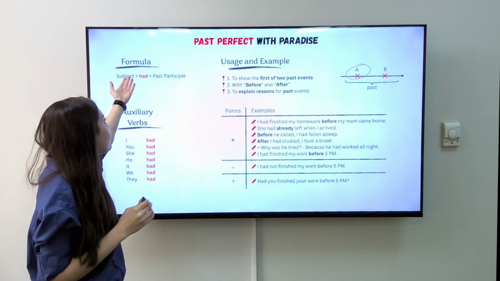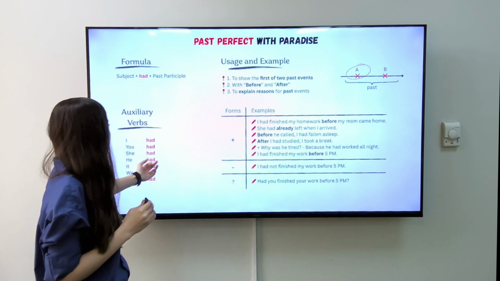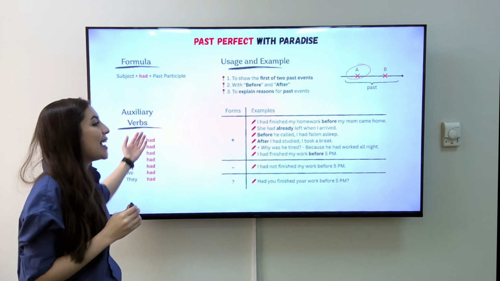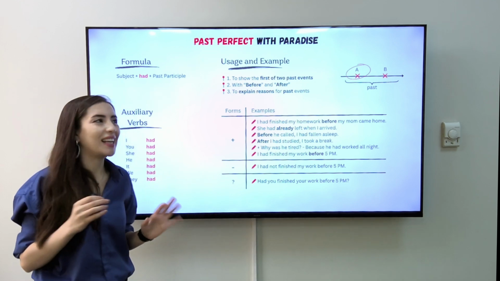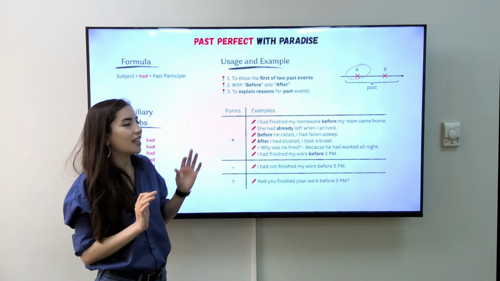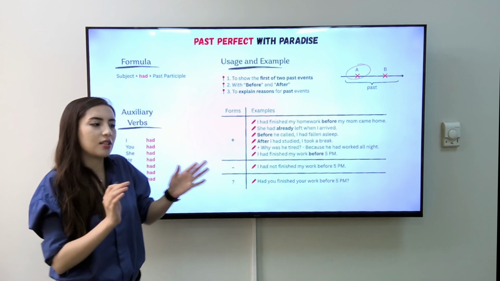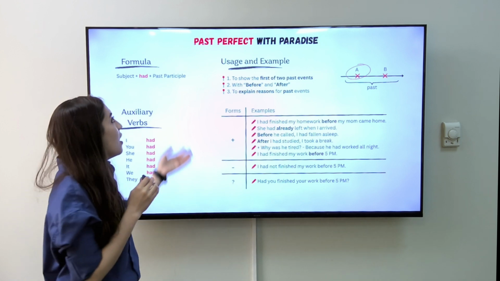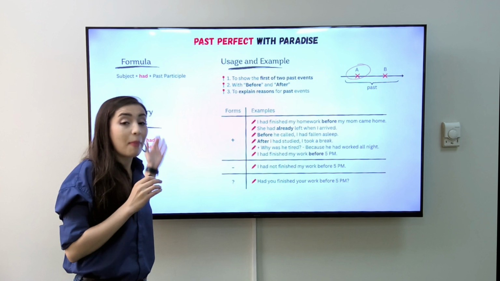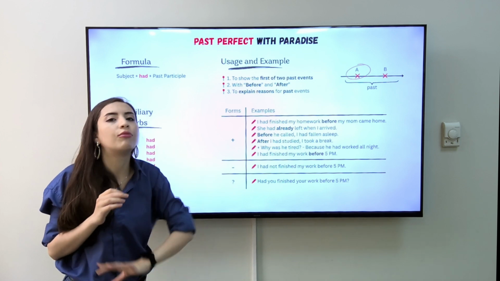So this is the auxiliary verb in here, and as you see, it's the same. Fortunately, in here it's not like for she, he, it, they are different. For others, they are like this. Unfortunately, we have this in present perfect, but for past perfect, it's had for all of them.